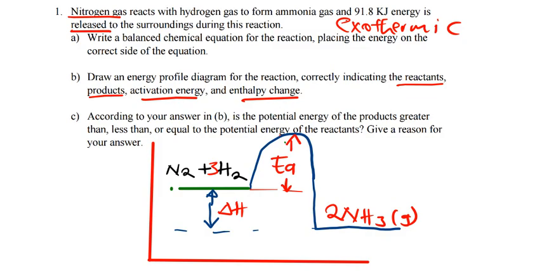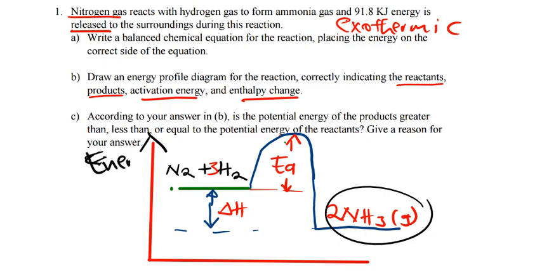C says, according to your answer in B, is the potential energy of the products greater than, less than, or equal to that of the reactants? What do you think? So if you look at your reactants compared to products, on the left, this is where we have energy on the y-axis, that's the level of energy. This is called the energy profile diagram. This shows the progress of the reaction.